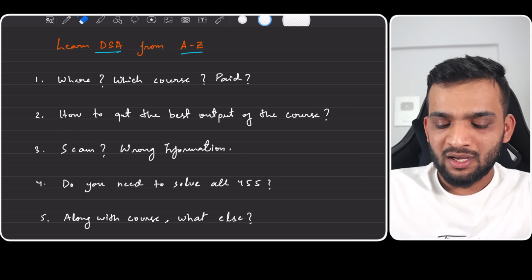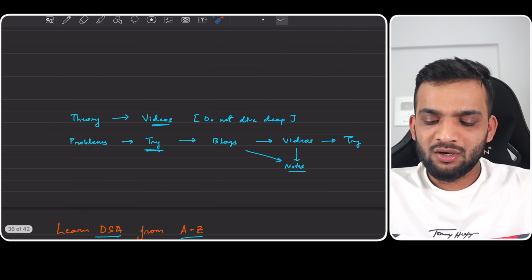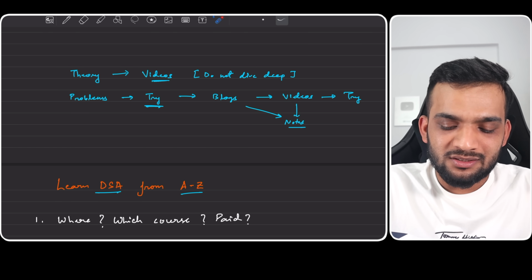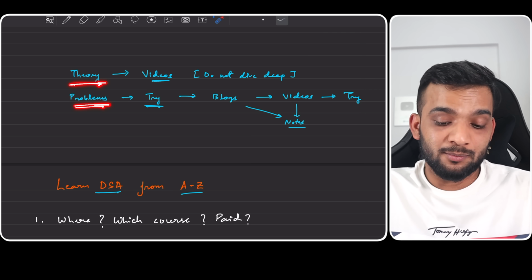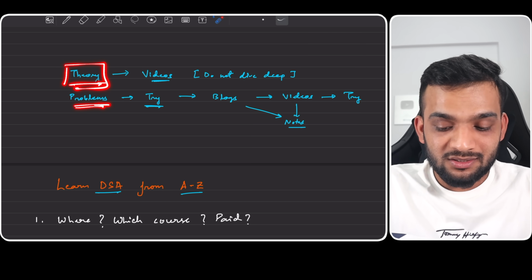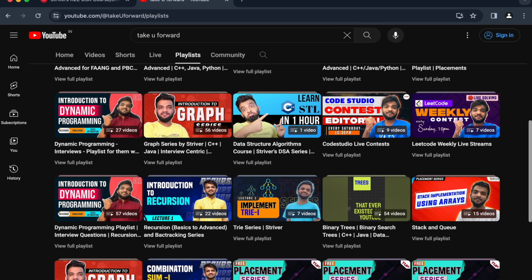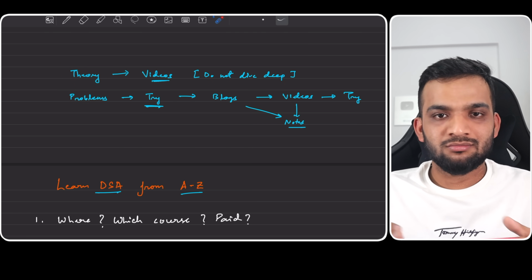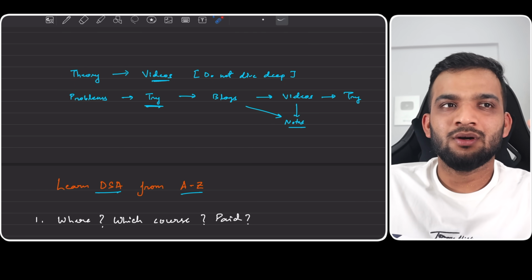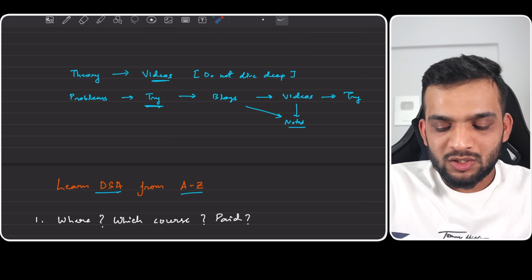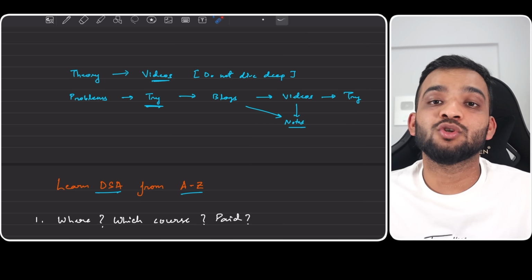So the next question, how do you get the best output of this particular course? First of all, every topic has some theory and every topic has some problems, rather a lot of problems. For the theory part, what I will say is watch out the videos. Just watch out the videos and do not dive deep. Just know the topic and then start solving problems, because in DS algo, theory is not that important. Solving problems is important because that will help you to develop the problem solving ability.